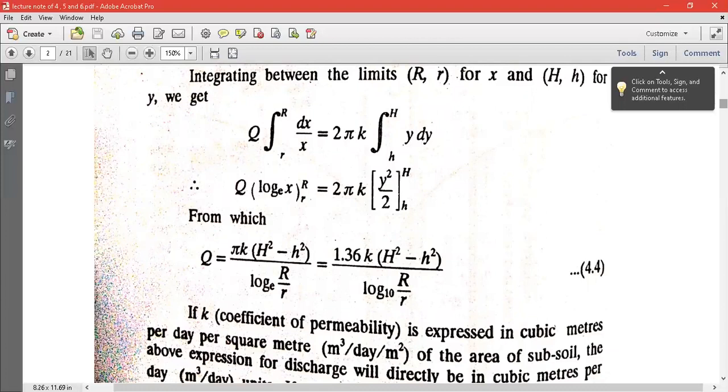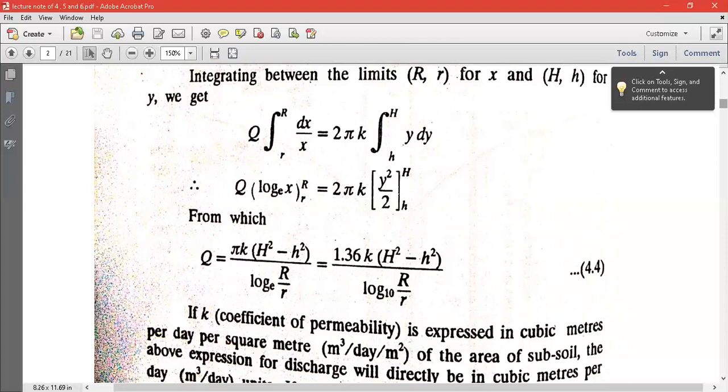Then the coefficient of permeability K. H we know, H is the depth of the water level, rather we can say the thickness of the aquifer, and small h is the depth of the water after the drawdown. Capital R is the radius of influence, small r is the radius of the well. If these three things are known to you, then the yield or the discharge in the well in an unconfined aquifer can be found out by this formula.